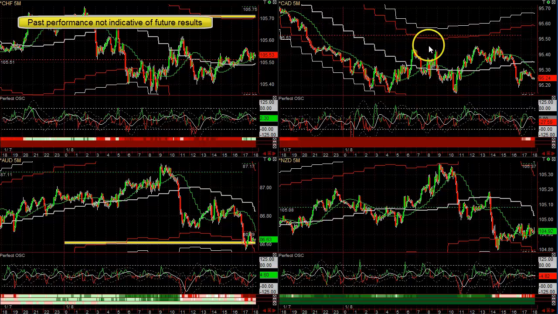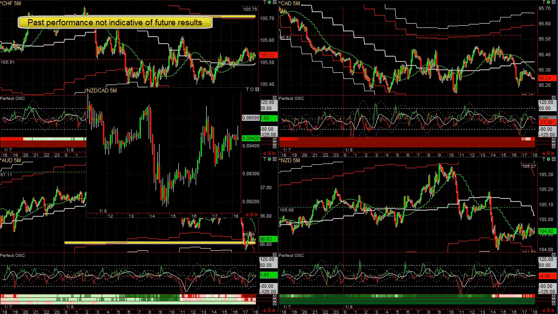You have a double top right here in the CAD. The longer term trend's down. The New Zealand strong in this example. So you want to buy the strong New Zealand versus a weak CAD. And especially at 9 o'clock right here.